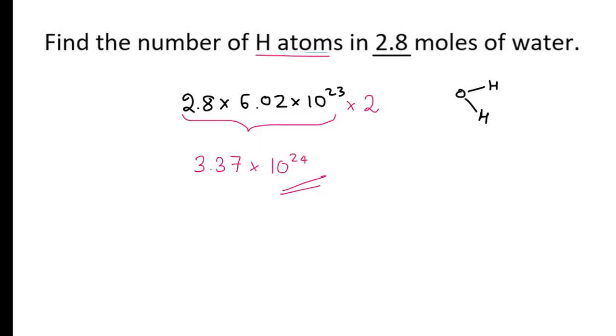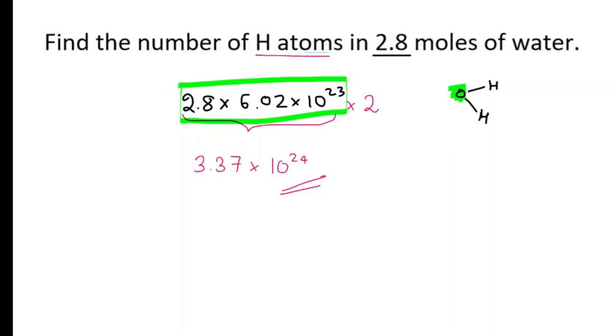Now, what if the question was the number of oxygen atoms? In that case, because there is only one oxygen atom, the answer would be just this part. So you don't need to double it. Just like if I ask you the number of hearts in 1,000 humans, the answer is 1,000. What about the number of hands in 1,000 humans? That will be 2,000, because each person has 2 hands, you double it. Same concept.